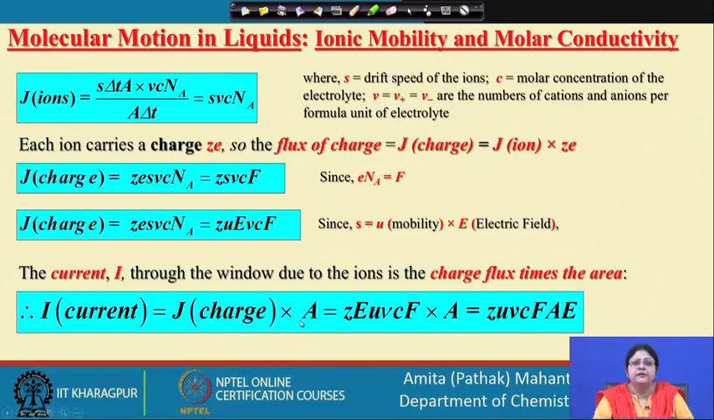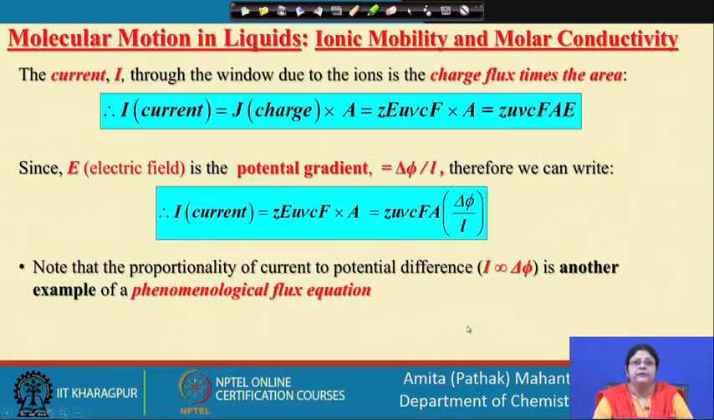If you substitute here, you will get Z, U, nu, times C, times the Faraday constant, times the area of the window A. So this is the expression we are getting for the current. The current through the window of the ions is thus this expression.